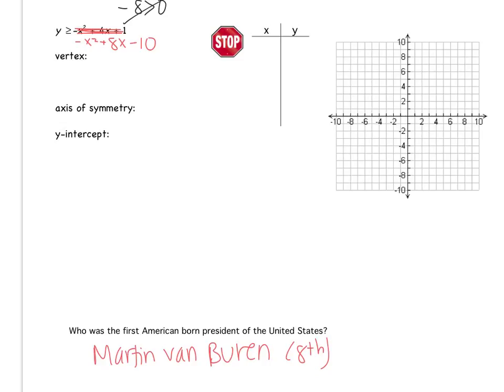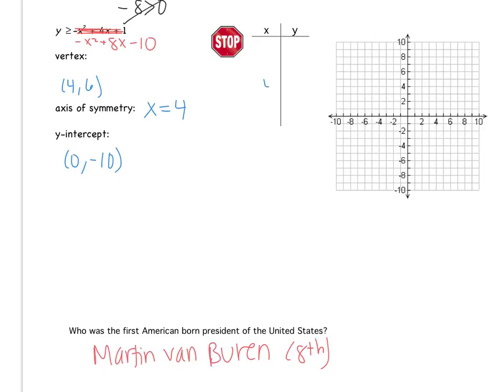Okay, let's see how we did. Now, I'm not going to show you any of the work. You should have gotten your vertex to be 4, 6, your axis of symmetry to be x equals 4, and your y-intercept to be 0, -10. Remember that your axis of symmetry needs to be an equation, x equals 4. It's a vertical line.